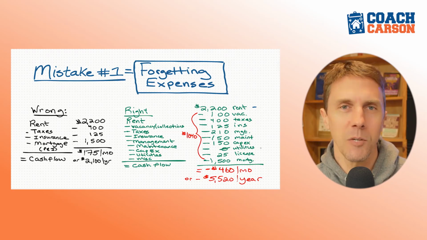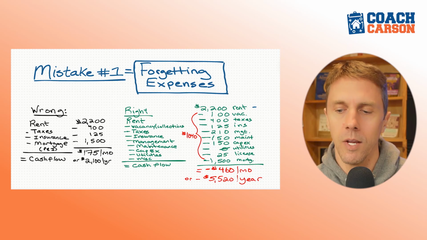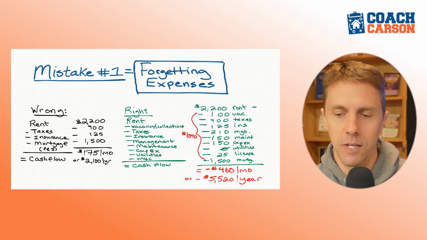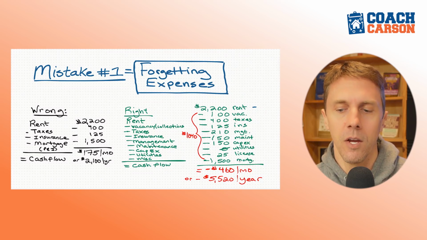And then in this case, we're going to assume we don't have utilities. Let's say this is like a duplex where the tenants pay for all their own utilities. And then we have a $25 per month rental license fee. So when you total up all of those operating expenses, it's about $1,040 per month. And then you also have to subtract your $1,500 per month mortgage payment.